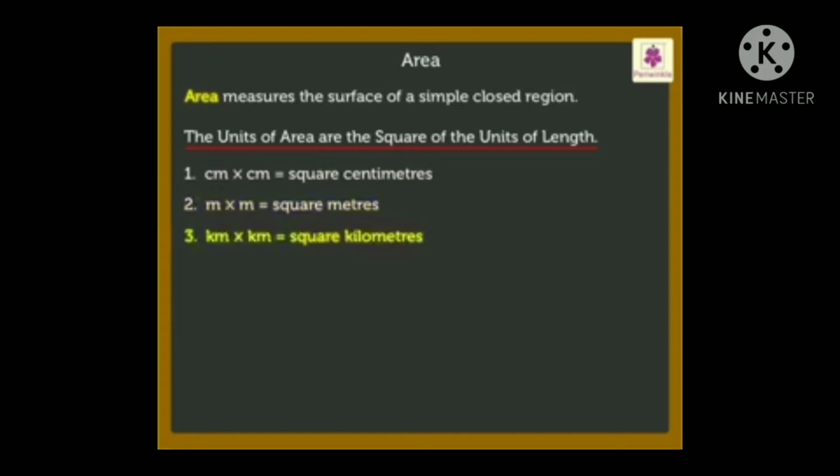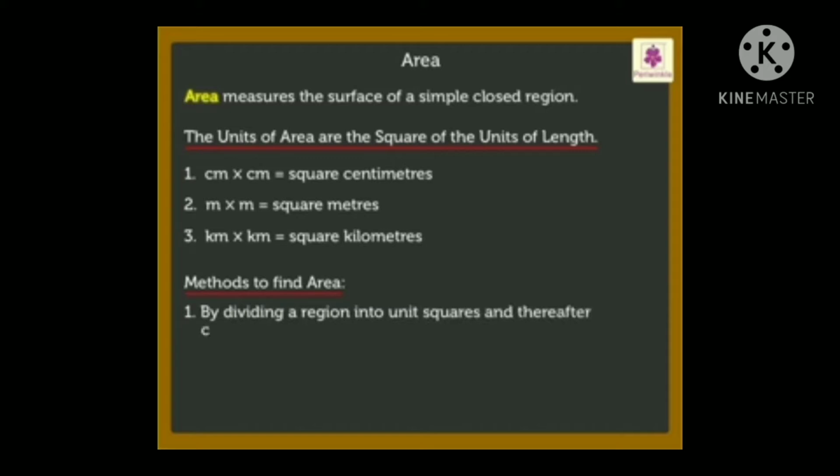There are two methods to find area. First, by dividing a region into unit squares and thereafter counting the unit squares. And the second one is by using formula. We can use either of the methods to find area. First, we will learn how to find area of a given figure by counting the unit squares.